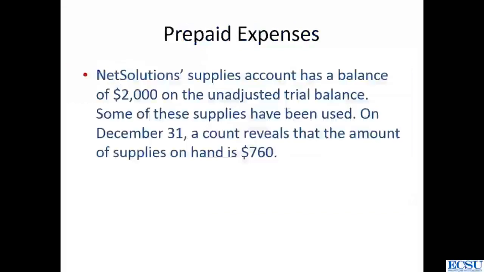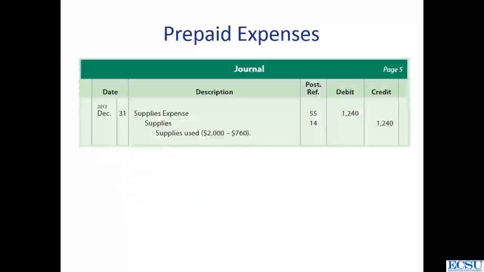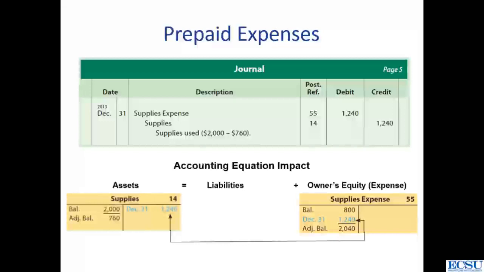So now the first issue is Net Solutions supplies account has a balance of 2,000 on the unadjusted trial balance. Some of these supplies have been used. On December 31st, an account reveals that the amount of supplies on hand is 760. So the difference between 2,000 and 760, 1,240, is the amount of supplies we have used. So we need to do a journal entry like supply expense to supplies account 1,240. Now, of course, as you can understand, supplies is an asset. I want to reduce that asset to 760.